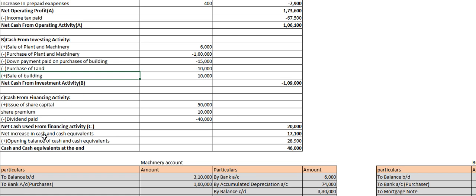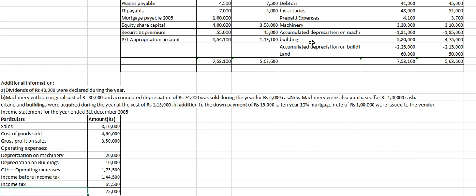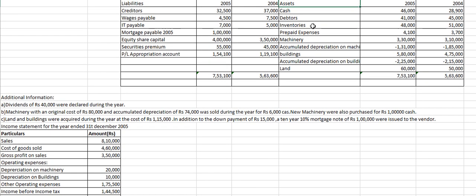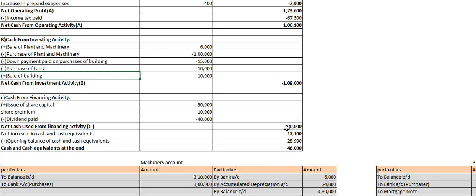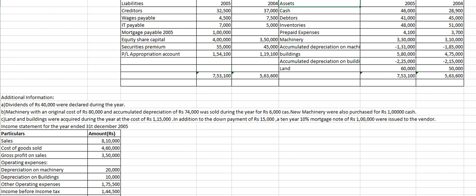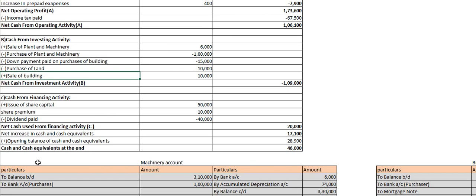So net increase in cash and cash equivalents is 1,06,100 minus 1,09,000 and plus 20,000, which you get 17,100. So what is your opening balance of cash and cash equivalents? So opening balance of cash and cash equivalents is 28,900. So if you add the 28,900, you should get the balance of 46,000, which should be equal to your closing balance, which is 46,000. Hence your answer is correct.